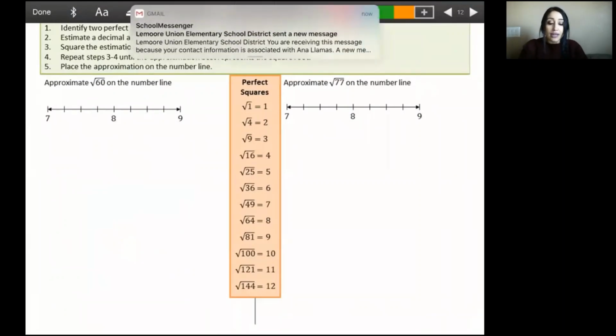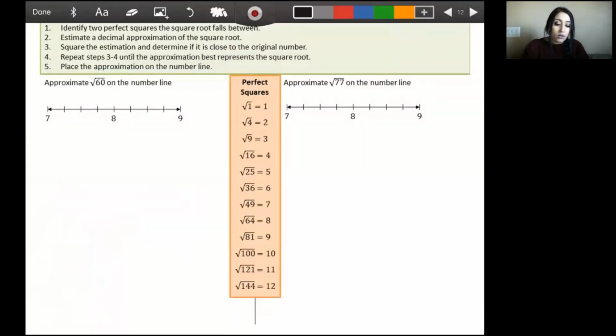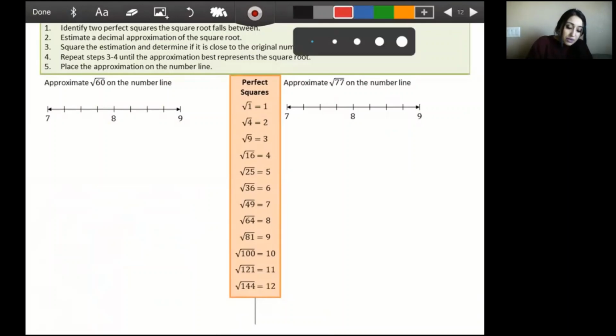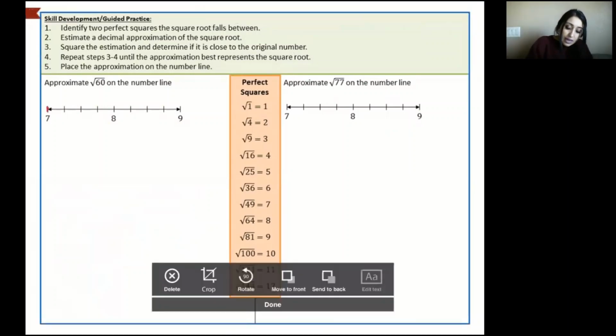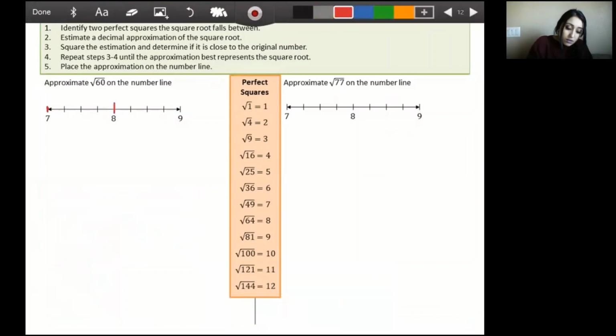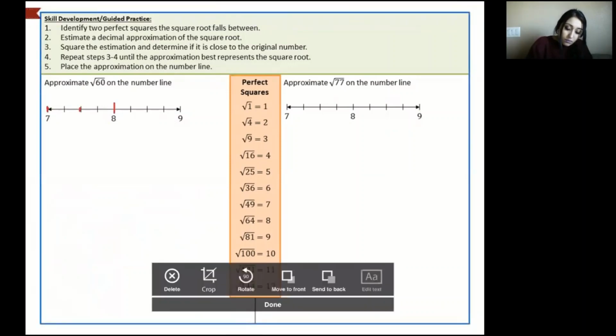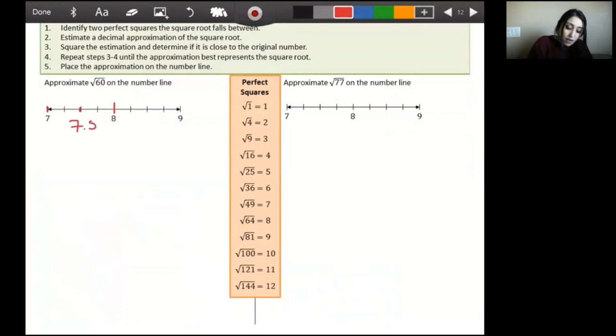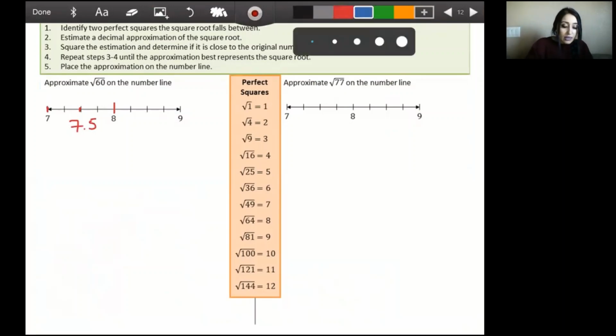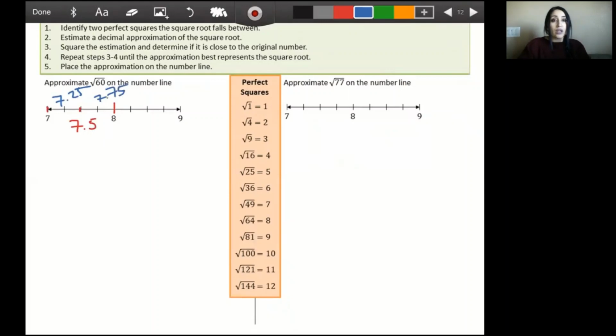Notice that in this number line, I have more increments in between. I have 7 to 8. The halfway mark is here, which would be 7.5. Now it's broken up into quarter sections. So I'm just going to write that here. I have 7.25. Then I have 7.75. And how do I know that it's broken up into quarter sections? Because there's 3 sections evenly split to get from one whole number to the next.